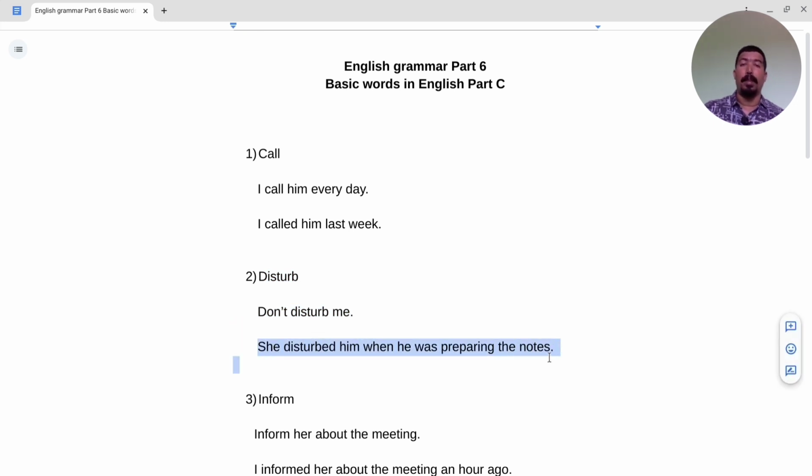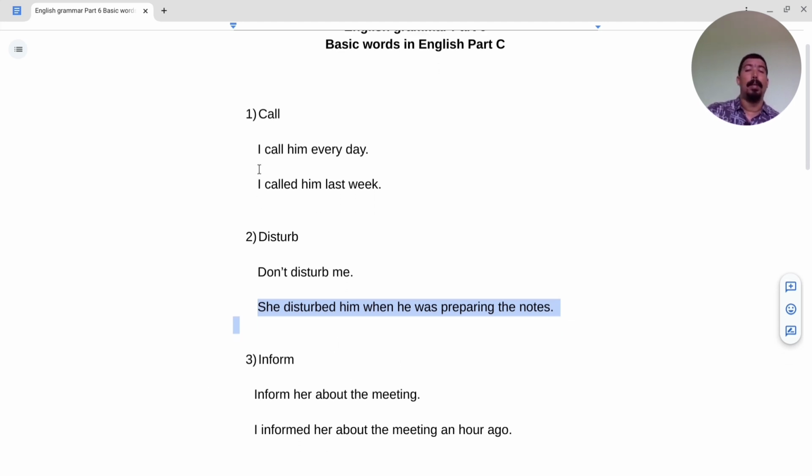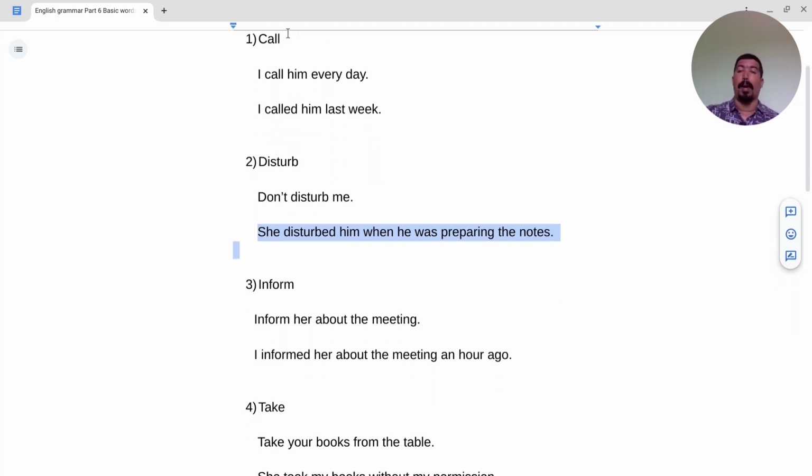That's what it means. Okay, she disturbed him when he was preparing the notes. He was preparing the notes for exam and she disturbed him. That means she came there to talk to him or some kind of disturbance was there. That is why we can say she disturbed him. Disturb, present form of verb. Disturbed is the V2 form or the second form, past form of verb.